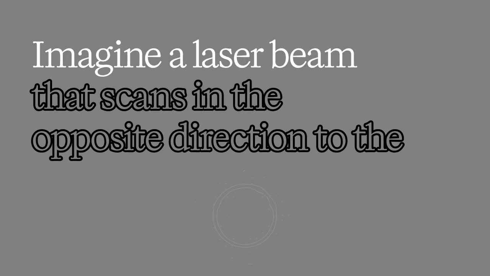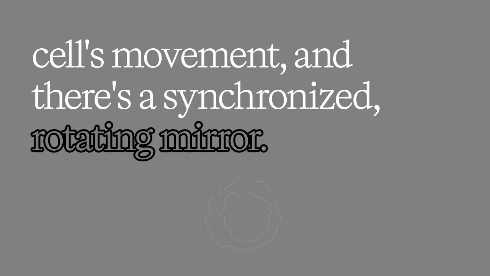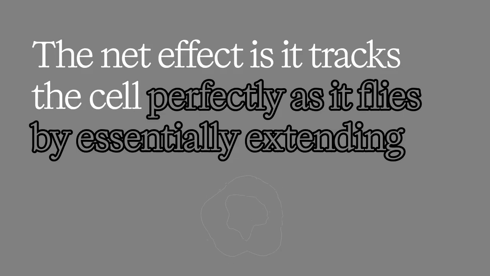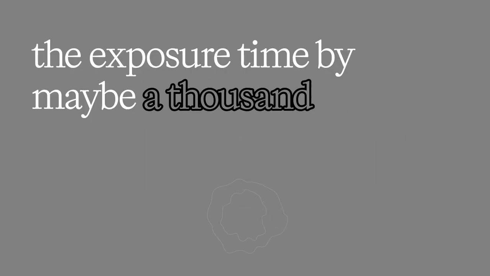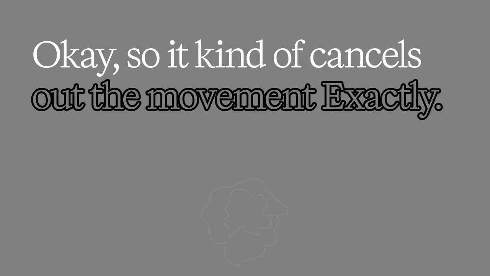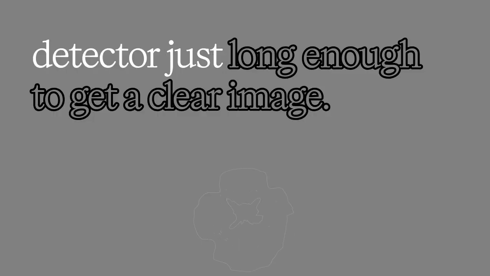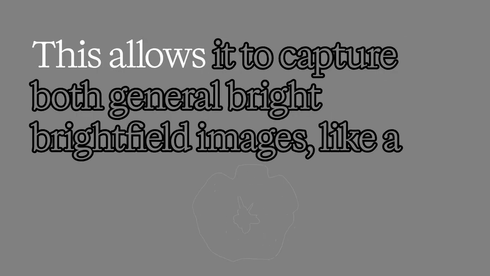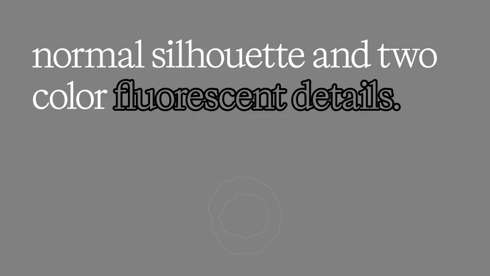Imagine a laser beam that scans in the opposite direction to the cell's movement, and there's a synchronized rotating mirror. The net effect is it tracks the cell perfectly as it flies by, essentially extending the exposure time by maybe 1000x for fluorescence without getting blurred. Whoa, okay, so it kind of cancels out the movement. Exactly. It effectively freezes the cell relative to the detector just long enough to get a clear image. This allows it to capture both general bright field images, like a normal silhouette, and two-color fluorescent details.